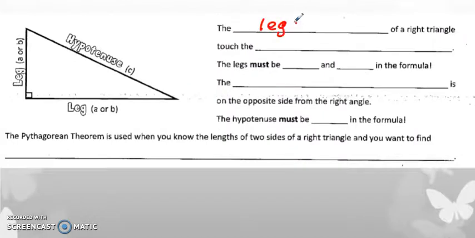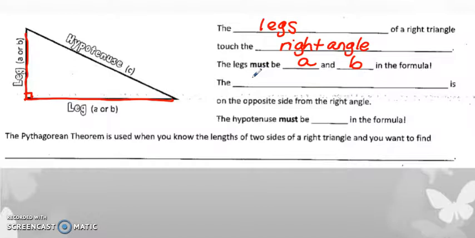The legs of the right triangle touch the right angle. The two sides that create the right angle, so here is our right angle, so the two sides that make that right angle are your legs. And they have to be A or B in the formula. Doesn't matter which one is A and which one is B, but they have to be A and B.